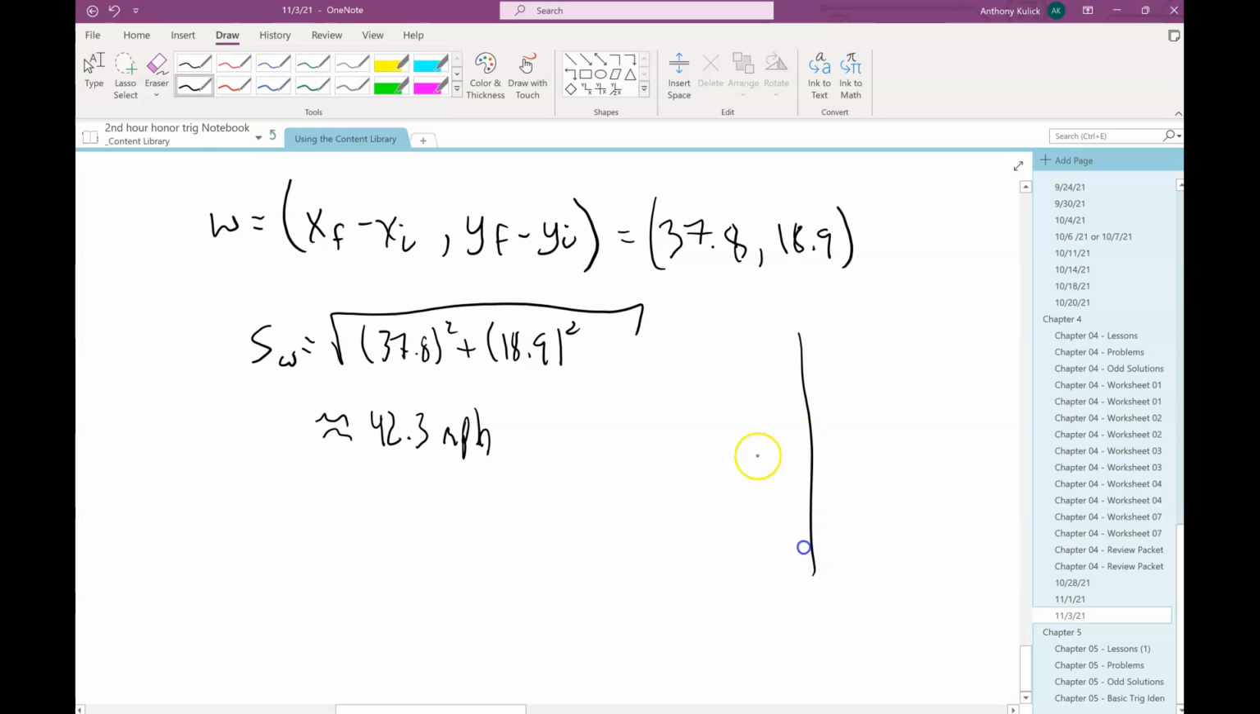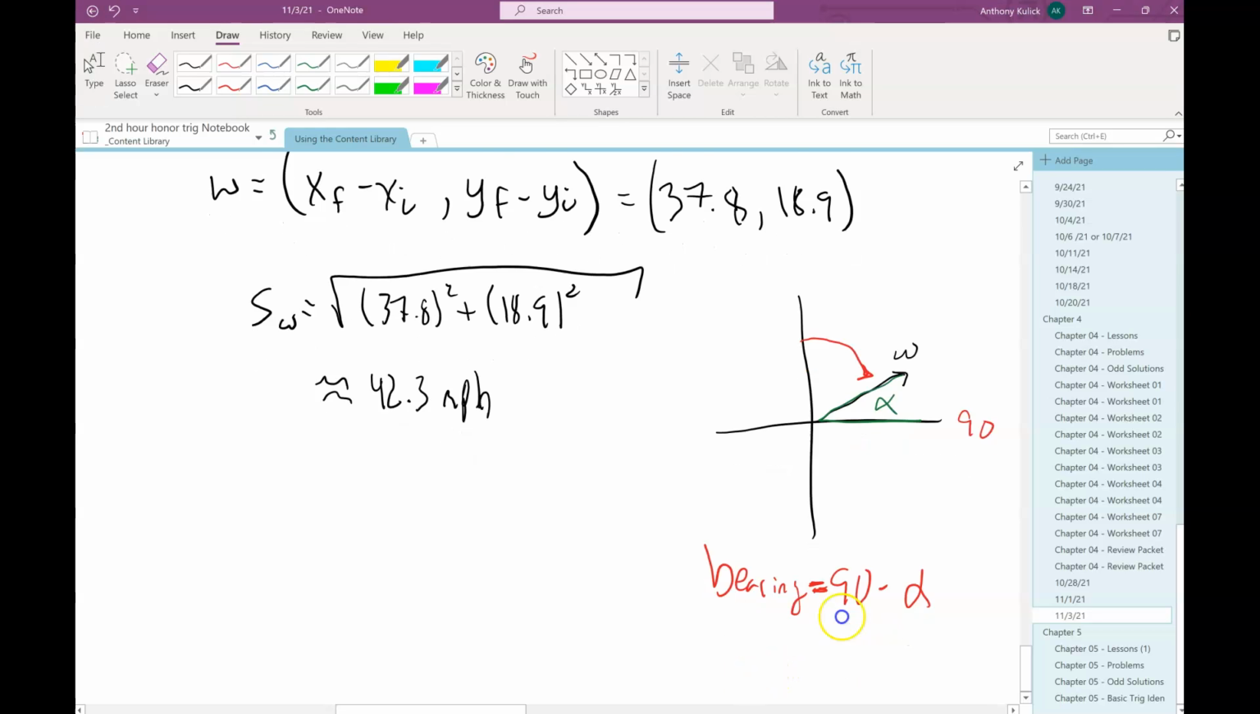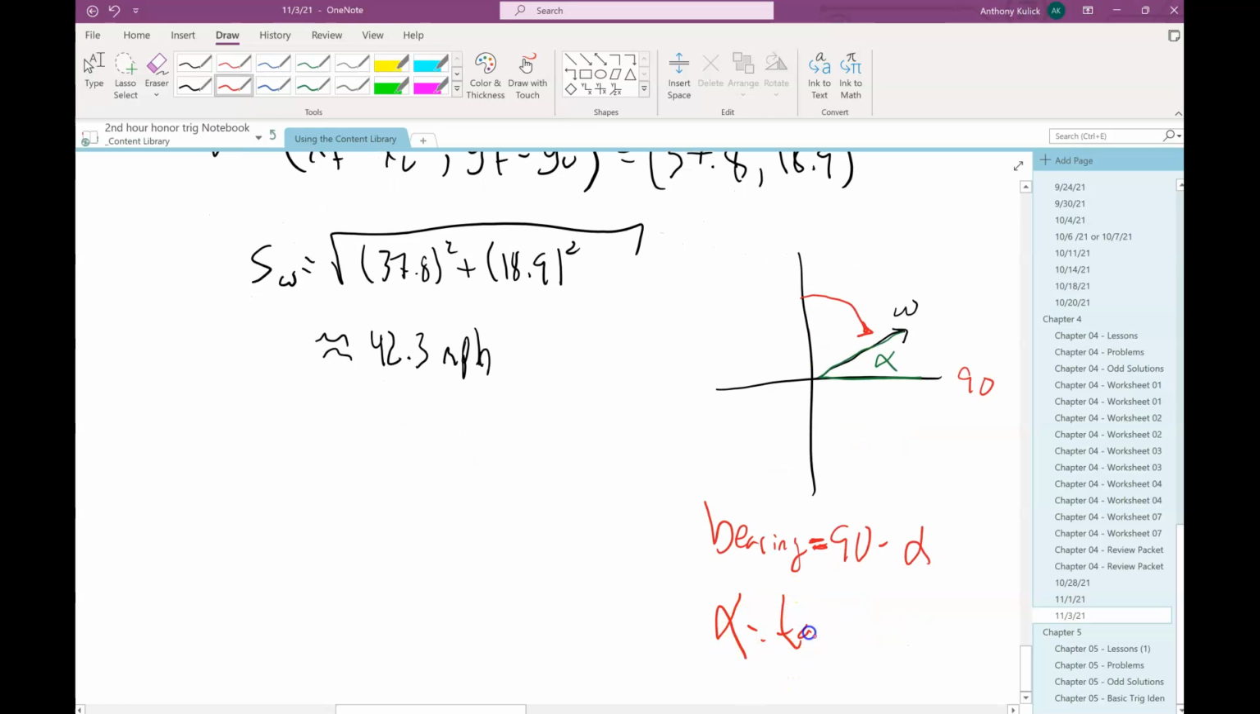And if we think about what we did here, if we plot this point, this is our wind here. So that's our bearing. This was 90 degrees. There's our alpha. So our bearing is just going to be 90 minus alpha, where alpha is tan inverse of y over x.